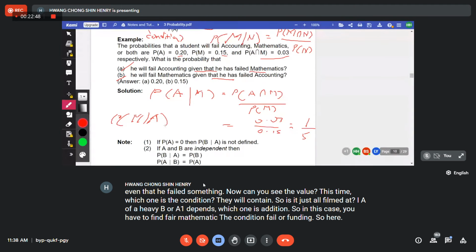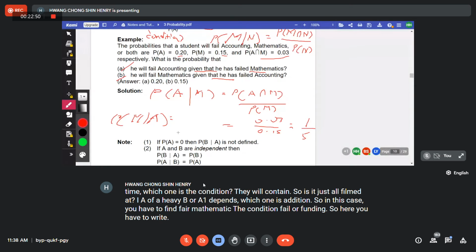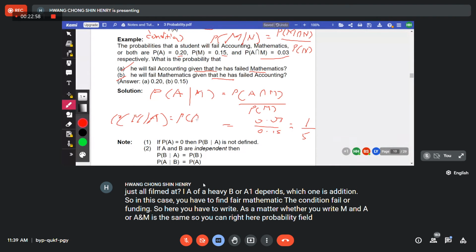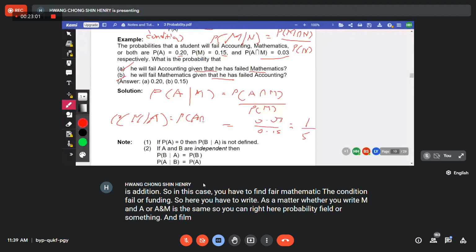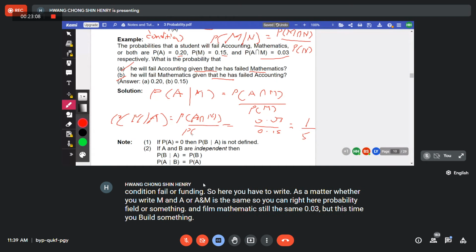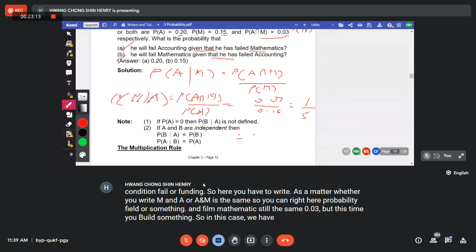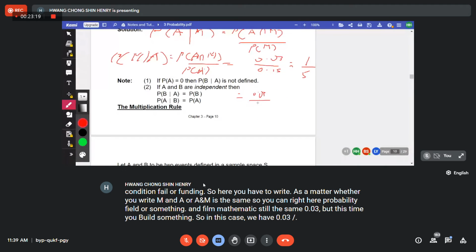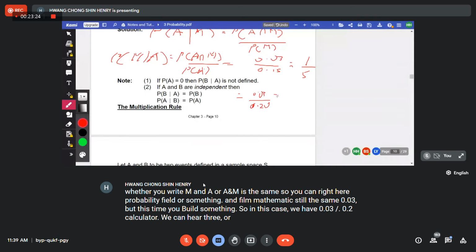So here, you have to write, it doesn't matter whether you write M and A or A and M, it is the same. So you can write here probability fail accounting and fail mathematics, still the same, 0.03. But this time you have to divide by what? Fail accounting, P(A). So in this case, we have 0.03 divided by 0.2. Calculator. We get here 3/20.